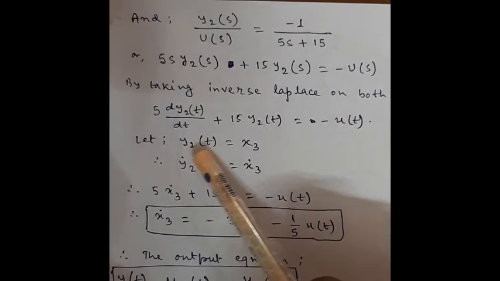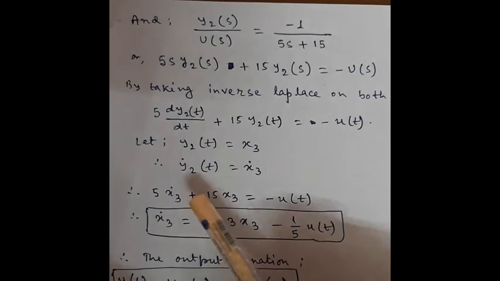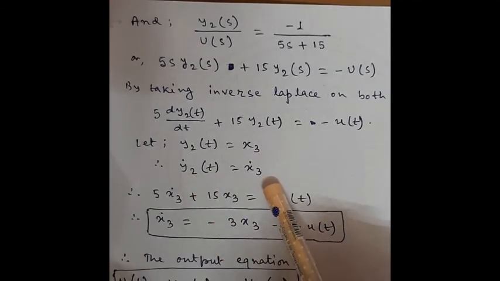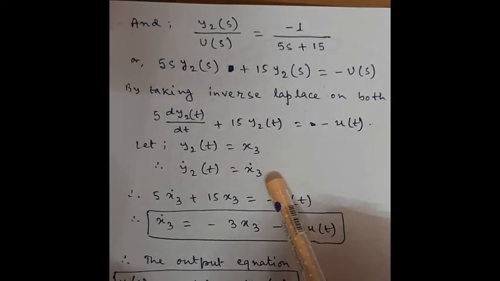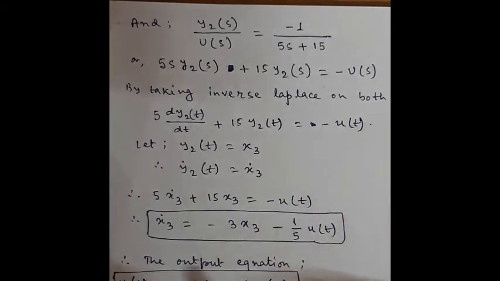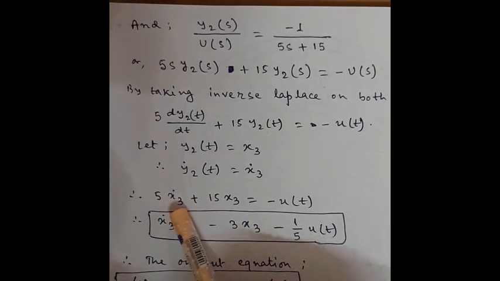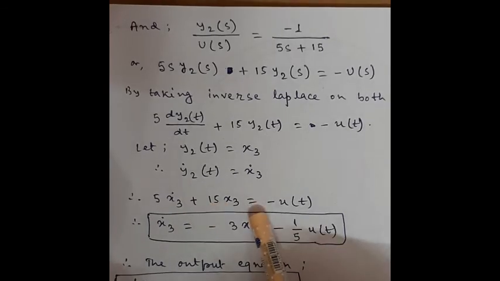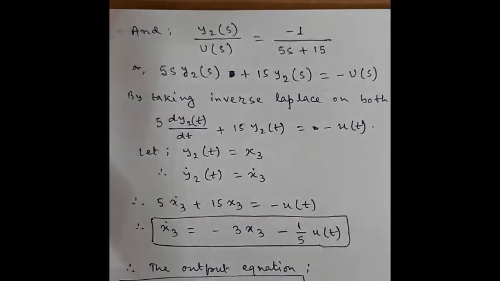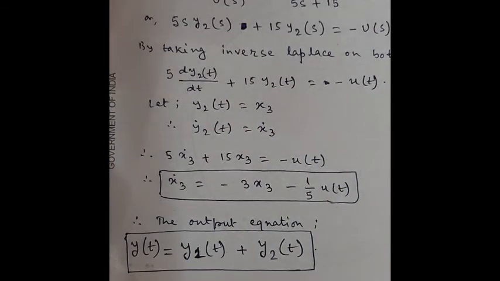If we assume y2(t) is equal to x3, then y2 dot(t) is equal to x3 dot. So if we put these values in the equation, then we will get 5 into x3 dot plus 15 x3 is equal to minus u(t). So x3 dot is equal to minus 3 into x3 minus 1 by 5 into u(t). Output equation: we know that y(t) is equal to y1(t) plus y2(t), which we already got from the parallel decomposition method.